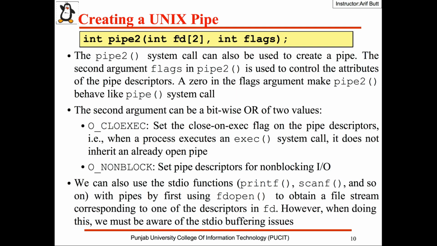Well, the pipe2 system call can also be used to create a pipe, which gives us features like setting the close-on-exec flag on the pipe descriptor and making the pipe descriptor non-blocking.